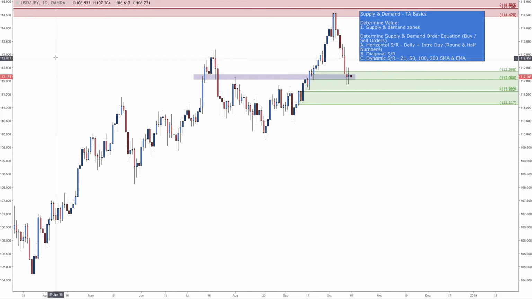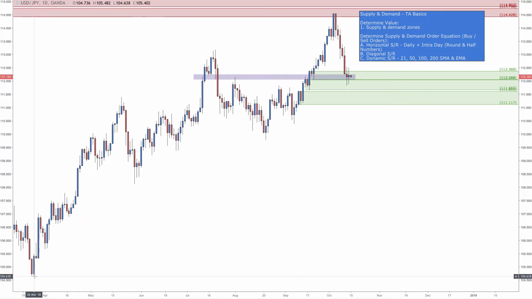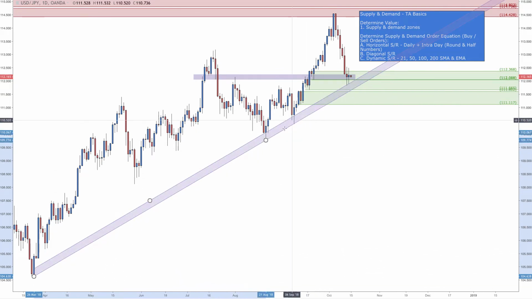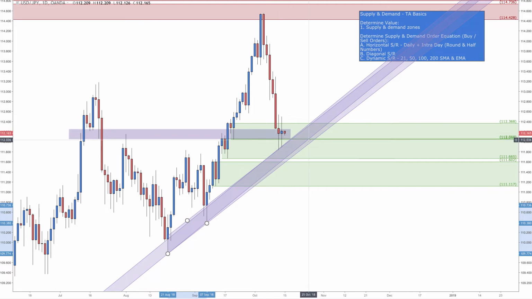So diagonal support and resistance is basically just trend lines. We're joining higher lows. So you can see from here, you could have potential for this area. You can see that we have traders who are trading diagonal support and resistance looking to enter around here. You can see how prices reacted off of here. So again, we got demand coming into this area.